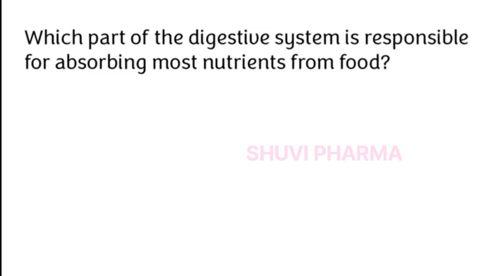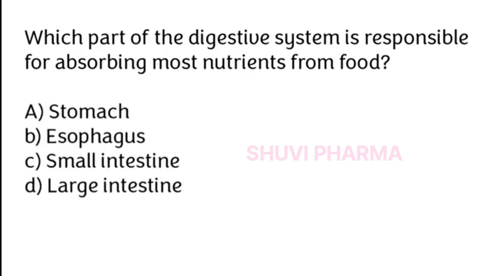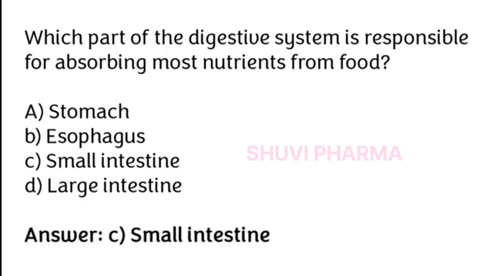Which part of the digestive system is responsible for absorbing most nutrients from food? Stomach, esophagus, small intestine, large intestine. The correct answer is option C. The small intestine is responsible for absorbing most nutrients from food.